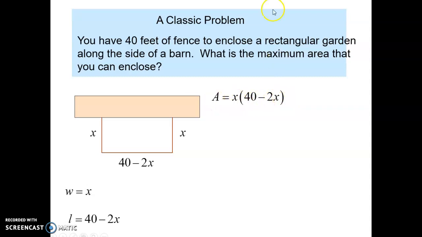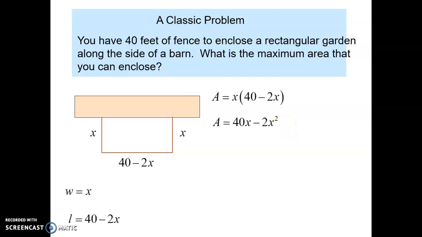Now, once I have an equation for the maximum area, in other words, something I want to optimize, my procedure for using the first or second derivative test comes into play. So I'm going to take this equation and now find its maximum values. I distribute the X, so I get my area is equal to this quadratic.